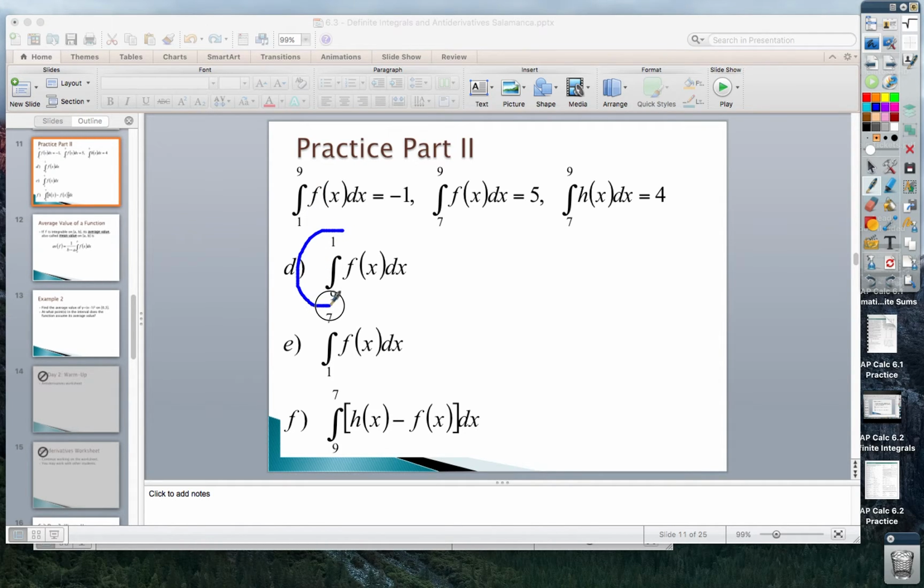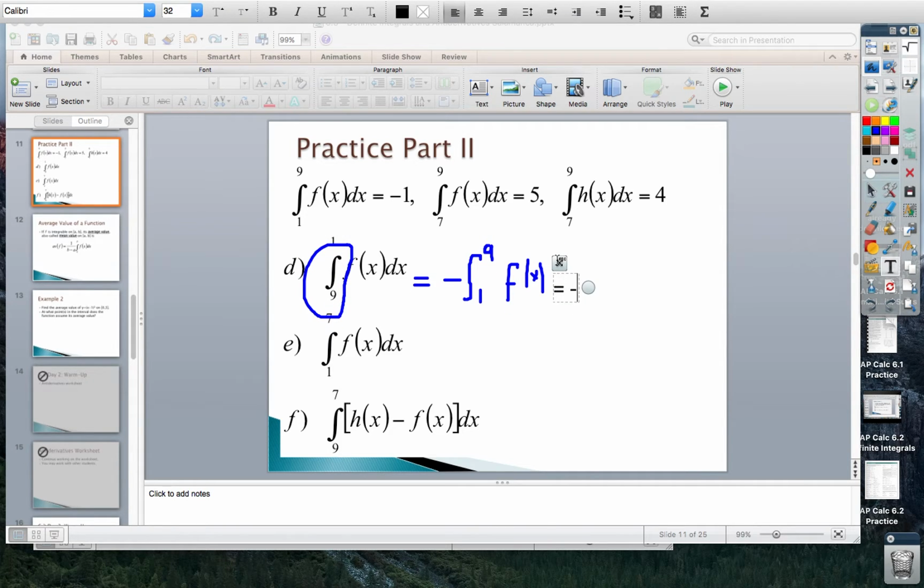Here, notice that our lower limit is 9 and our upper limit is 1. First of all, we never want to have that because your smaller number should always be on the lower limit. And so what we're going to do here is use the negative sign to flip it. So if I throw a negative sign in front, this integral changes. Now it becomes 9 to 1 of f of x. And we know that the negative times the integral of f of x from 1 to 9 is negative 1. So your answer here is just 1.